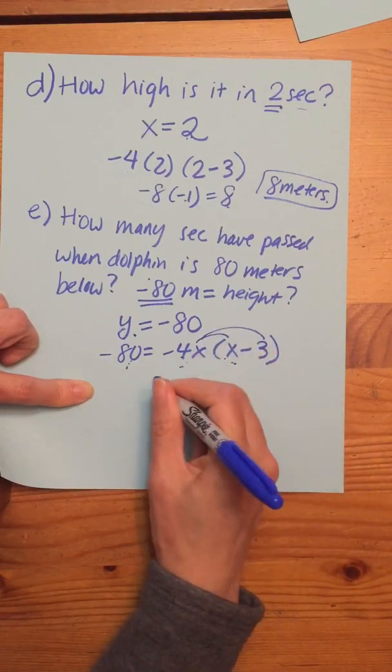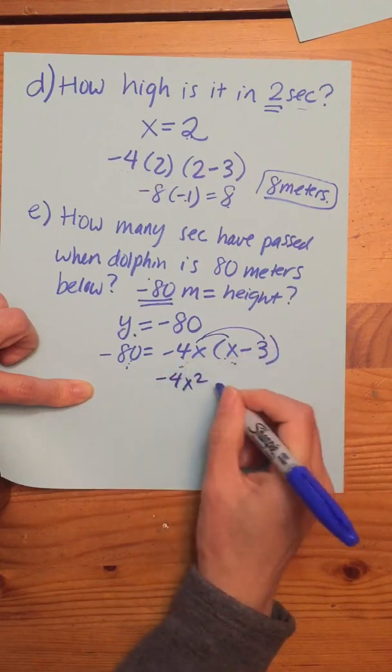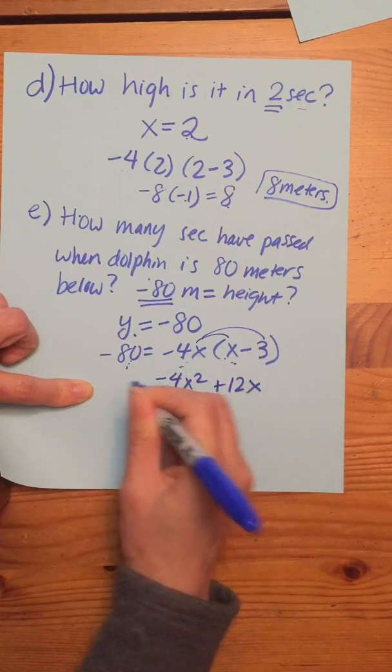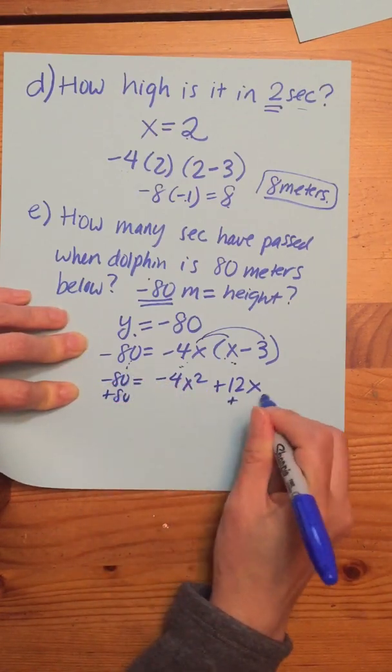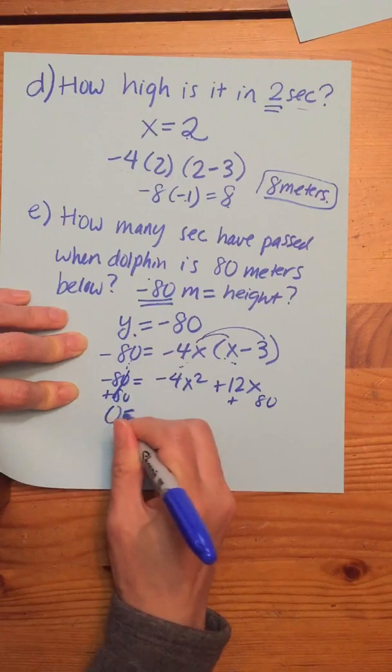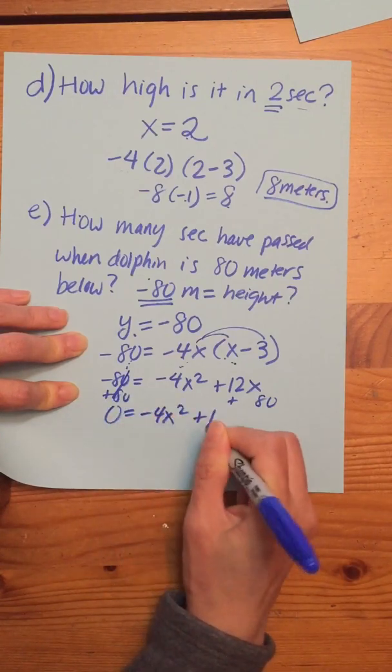So -4x times x is -4x squared. -4 times -3 is +12x. You have to make this equal 0, so you're going to have to add 80 to both sides. So 0 equals negative 4x squared plus 12x plus 80.